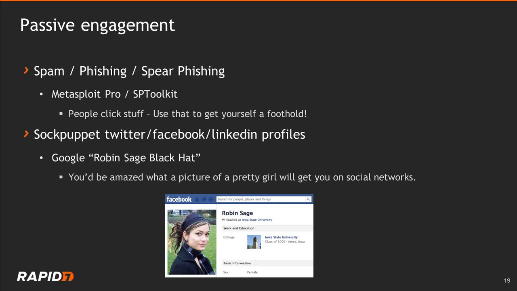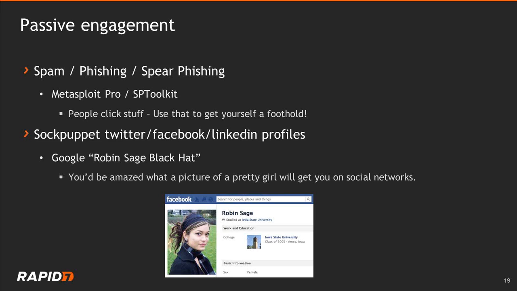So passive engagement is a wonderful thing as well. As I mentioned before, there are tools that you can use to identify potential soft targets for purposes of spear phishing and phishing attacks. Metasploit Pro, for example, has a really great component that will allow you to do social engineering attacks. NSP Toolkit is another free piece of software you can use to manage campaigns and lob multiple types of emails at different types of people and record the results.